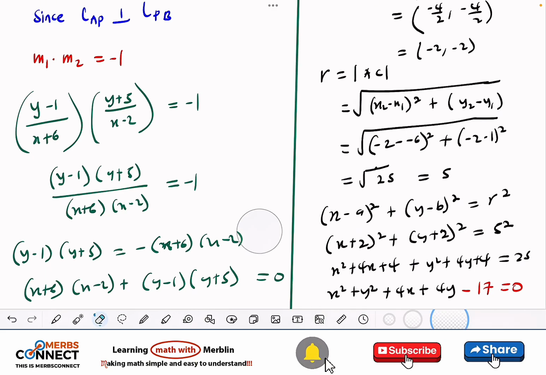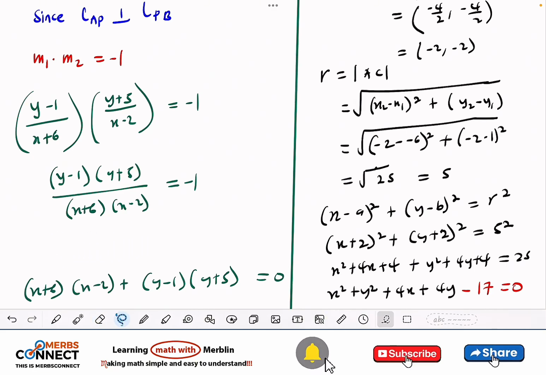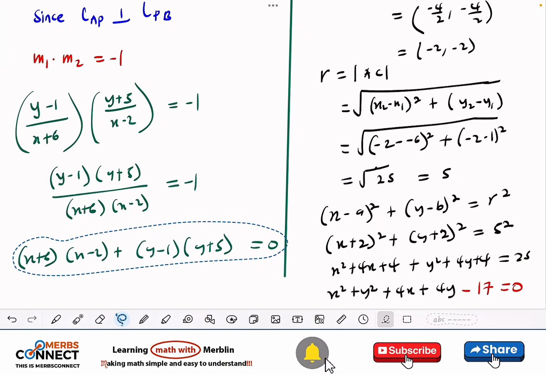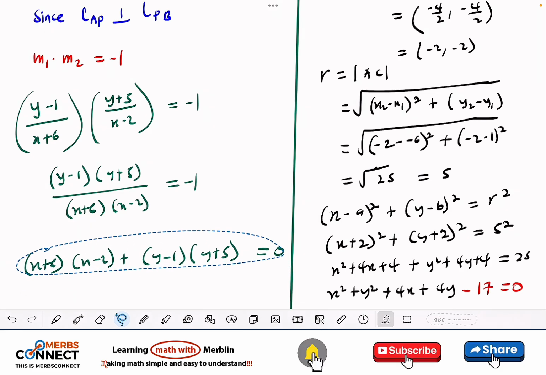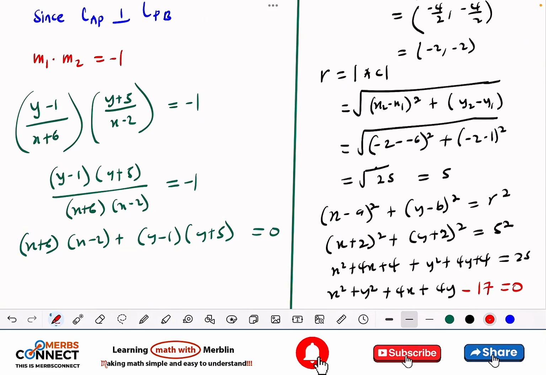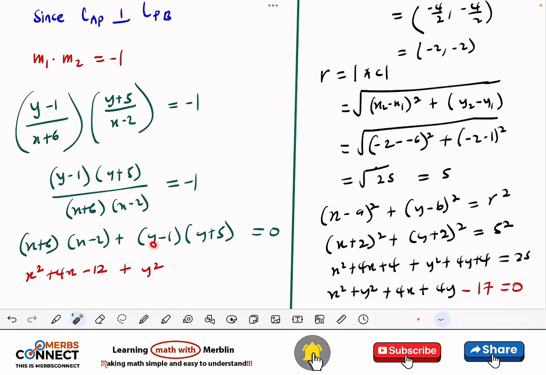Let's try expanding this to also see what we are going to get from here, and we just want to confirm the solution that we are having here. So let me just expand here. This is going to be x squared. I'm just doing expansion. So this times this, and this times this is going to give us plus 4x. 6 times this one is going to give us negative 12, plus y squared. This times this will be 5y, and this will give us plus 4y. Then minus 1 times 5 will be minus 5, which is equal to 0.